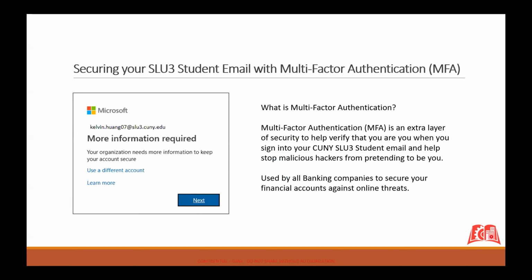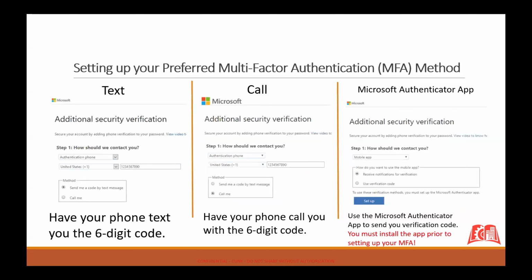After entering your password, you will come across this page. This is where you also set up your multi-factor authentication for your student email. This helps secure your account from any potential hackers that may try to pretend to be you. We'll click next. Here we have 3 different ways to set up your preferred MFA for your student email.